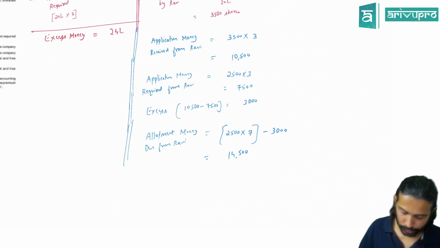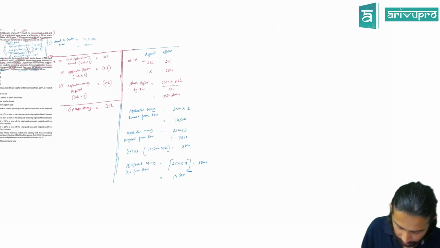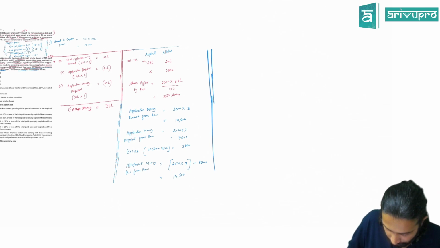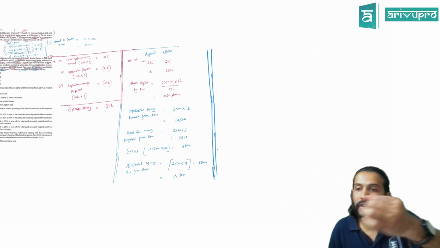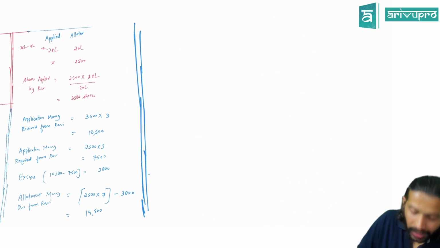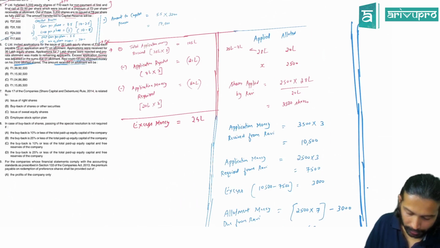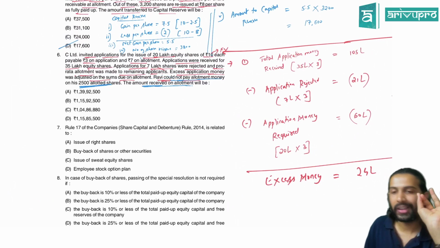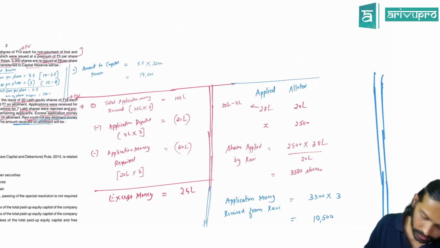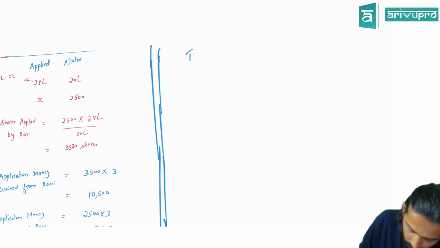So hope you have understood this. So Mr. Ravi has not paid 14,500 rupees. He has not paid the allotment money to the company. Now coming to the question's requirement. What did they ask? What is the total allotment money the company received? That is what we are answering here.